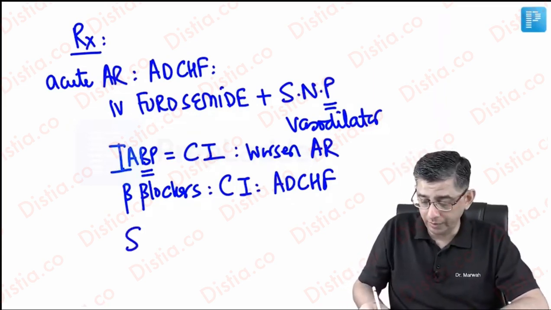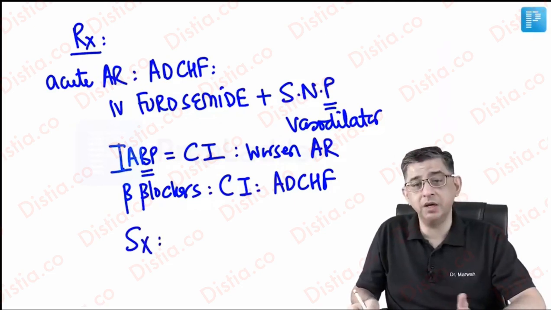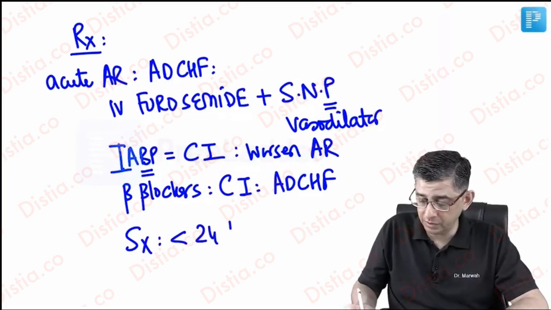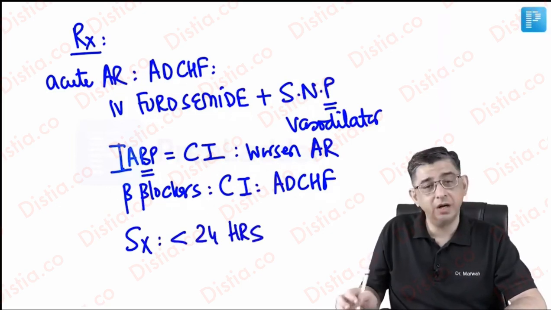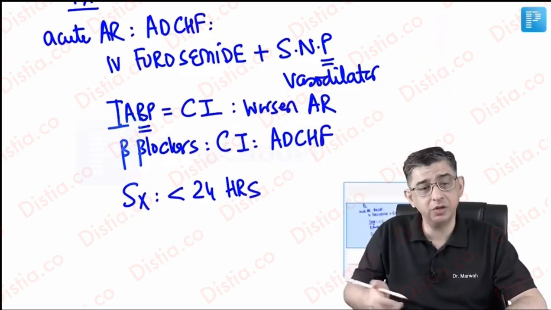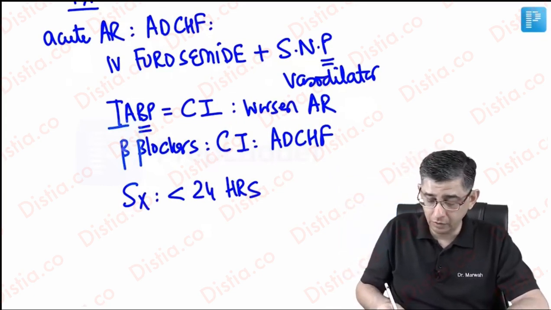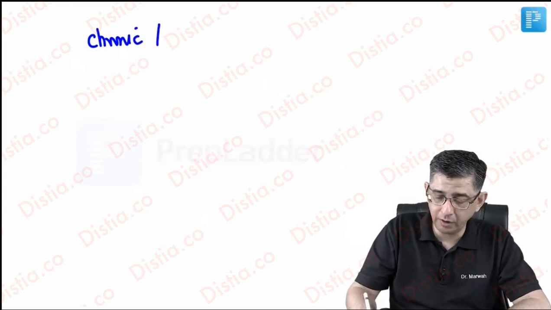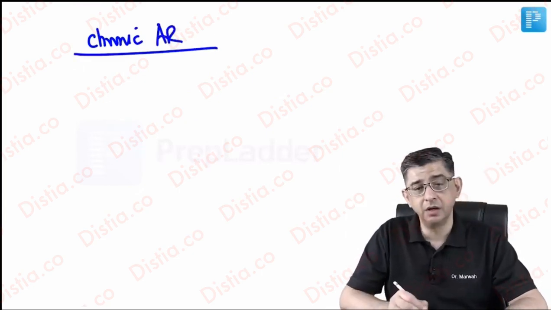So we would like to spare the heart from two things, IABP and beta blockers, and surgery should be done in these patients in the first 24 hours. Otherwise, these patients usually do not survive. Let us now look at what we will be doing for management of a person with chronic aortic regurgitation.